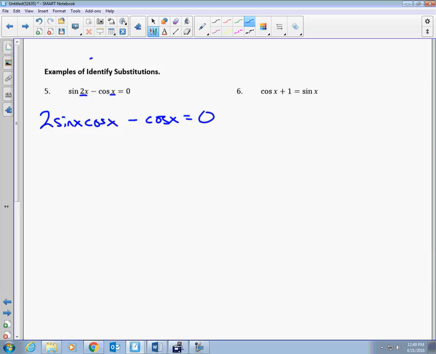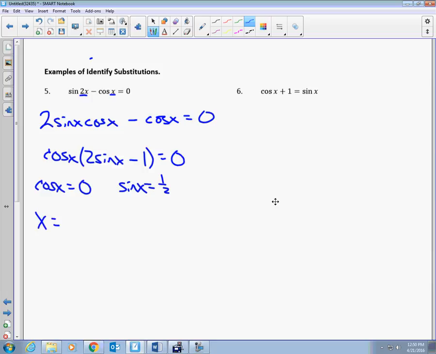Now, the problem is easy peasy. Factor out the cosine, we get 2 sine of x minus 1 is equal to 0. So now I set up two equations. What's my first equation? Cosine of x equals 0, and we've actually done both of these already, haven't we? It's kind of nice. You're like, hey, I remember those answers. X is 90 degrees, 270 degrees.